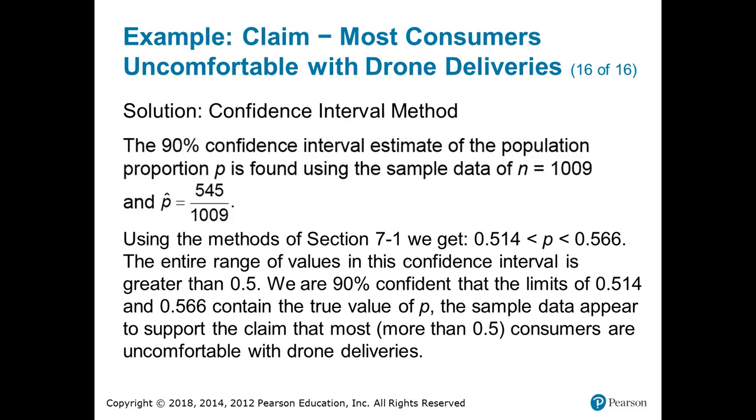Since we are interested in a value of 0.5, and both our lower limit and upper limit are greater than 0.5, we are 90% confident that the limits of 0.514 and 0.566 contain the true value of the population proportion. So the sample data appear to support the claim that most consumers are uncomfortable with drone delivery. So, three methods now: two that I would like to use, the p-value method and the critical value method, and we also did it using the confidence interval method.